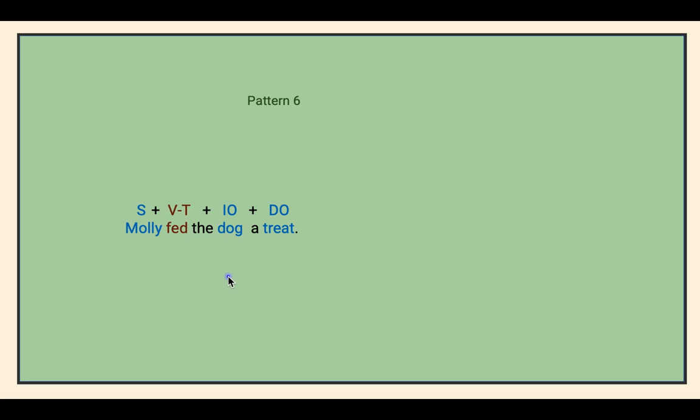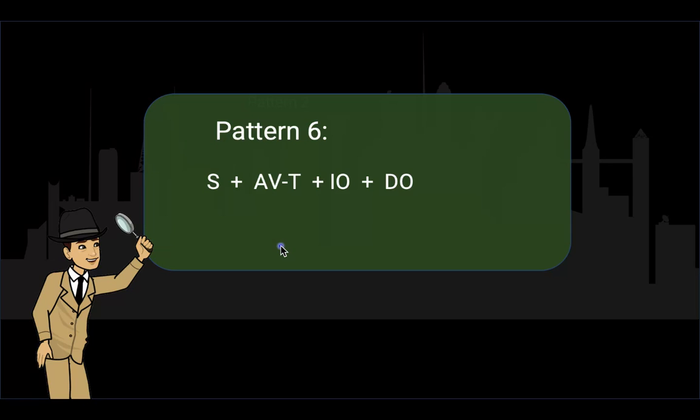And here's our last sentence. Molly fed what? A treat. To whom? The dog. So also pattern 6. And thus we have pattern 6: subject plus action verb transitive plus indirect object plus direct object.